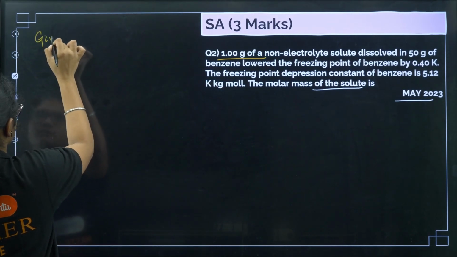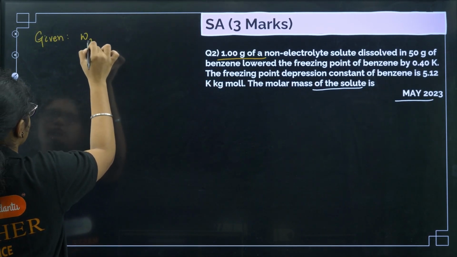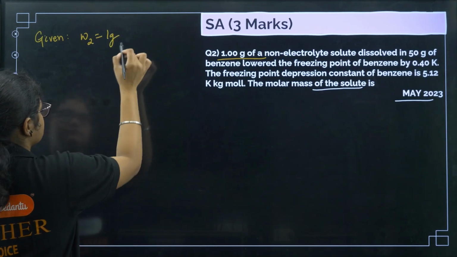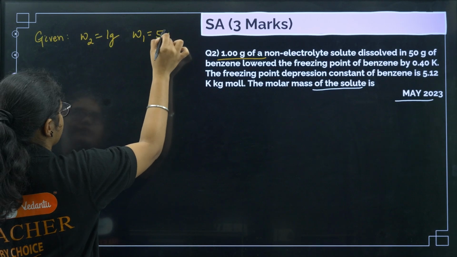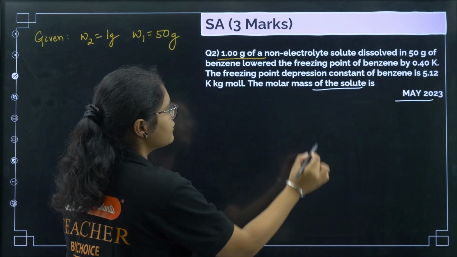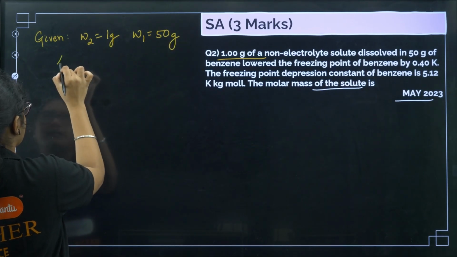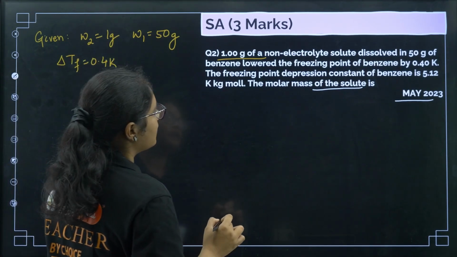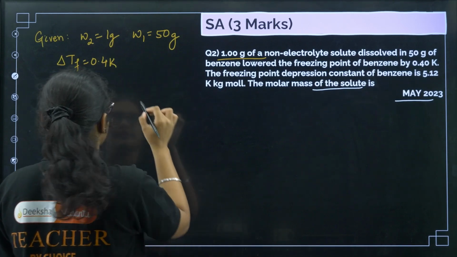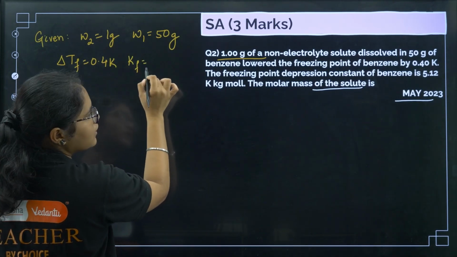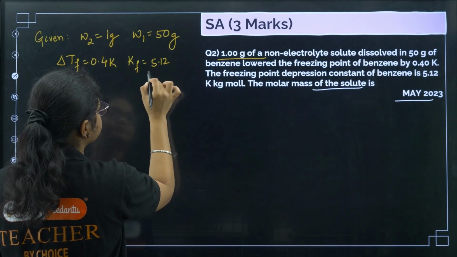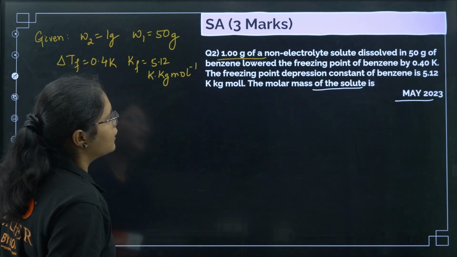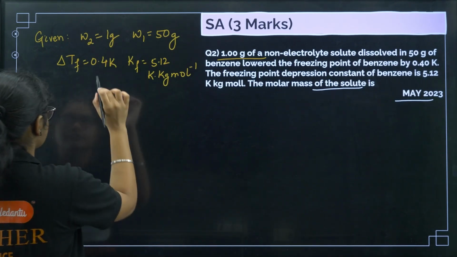So what is this one? Given value, step number 1 I am doing. Given value is W2, that is 1 gram. Okay, dissolved in 50 gram of benzene, so W1, that is mass of the solvent, is 50 gram. Okay, lowered the freezing point of benzene by 0.4, that is delta TF is 0.4 Kelvin. Okay, the freezing point depression constant, that is KF, is 5.12 Kelvin kilogram mole inverse. Okay, the molar mass of the solute we need to find. So step 1 is over.